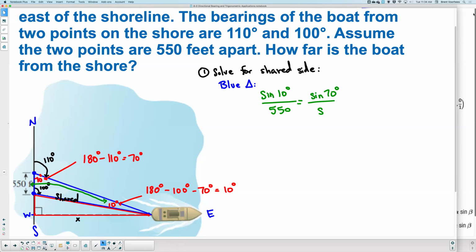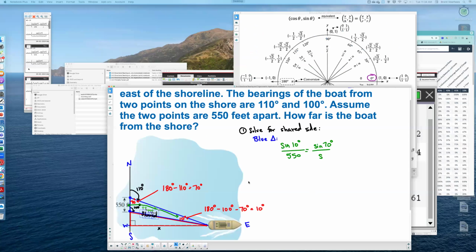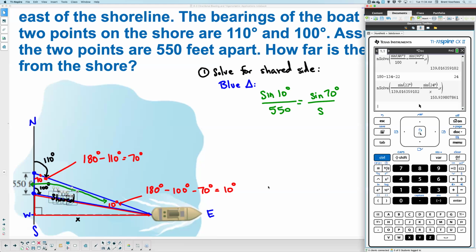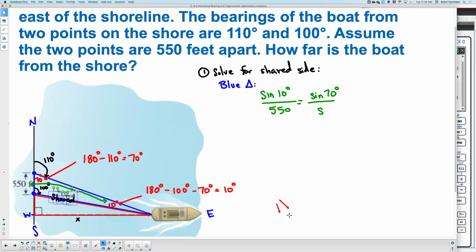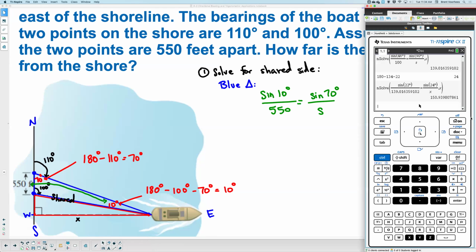Now, when you go with the calculator, make sure you type in the degree symbol. I forgot to say that early on, last problem. Let's make sure we type in the degree symbol.